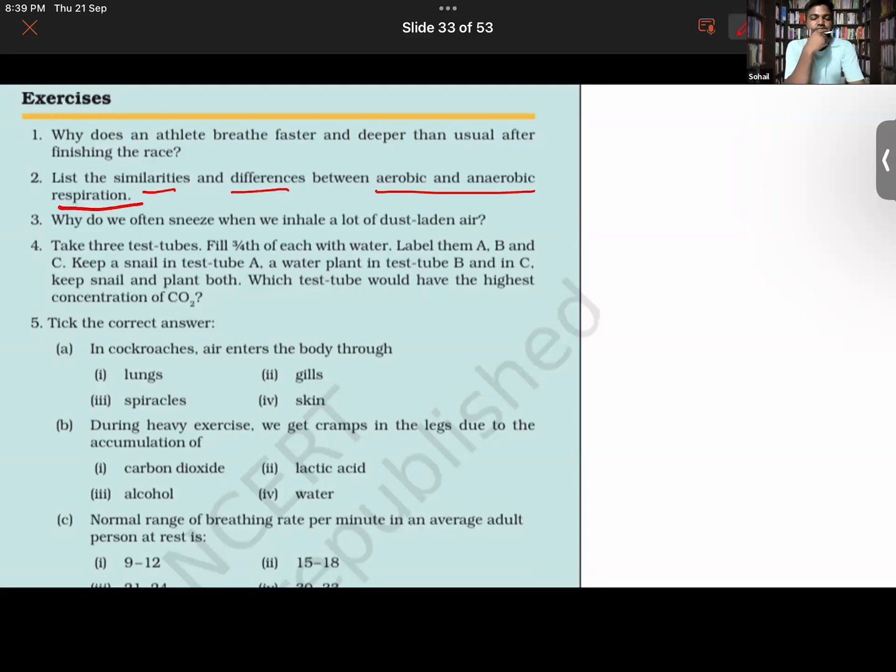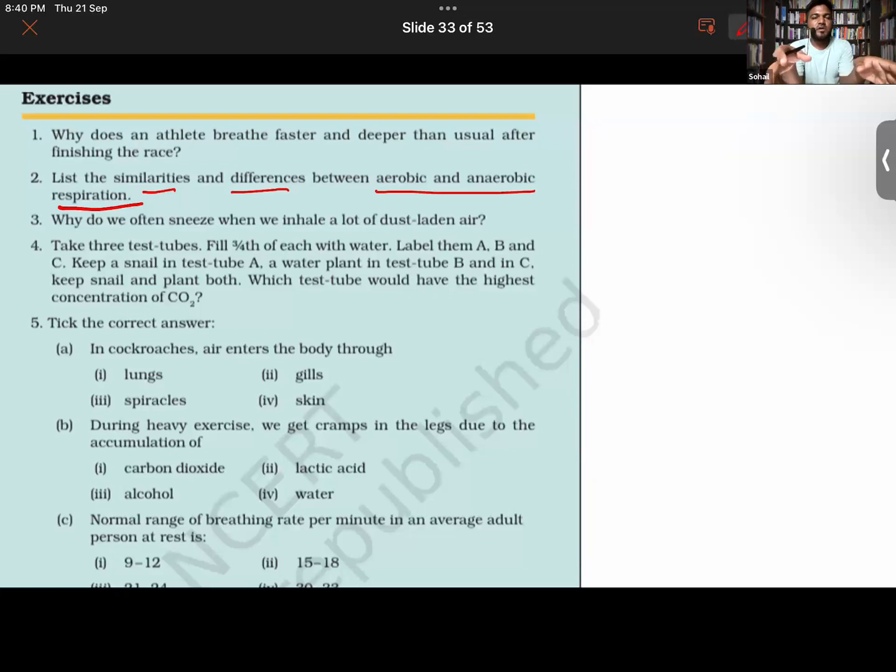Okay, sir. In aerobic and anaerobic respiration, both of them can happen in humans and animals. But in anaerobic respiration, we only get 5 ATP, but in aerobic respiration, we get 38 ATP.